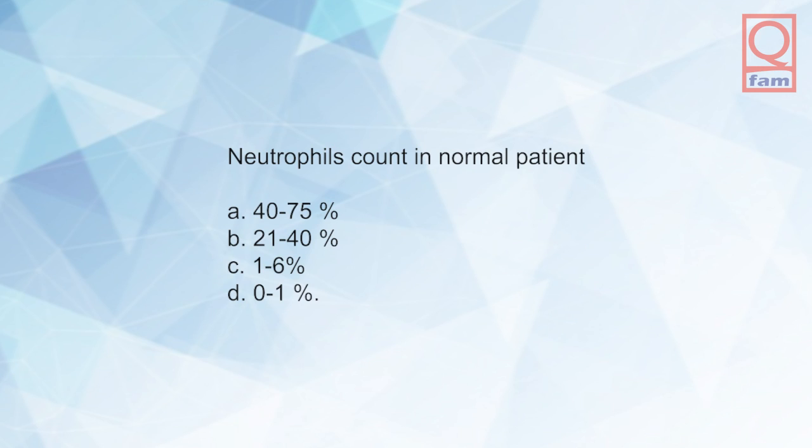Neutrophil count in a normal patient? A. 40-75%. B. 21-40%. C. 1-6%. D. 0-1%. The answer is A. 40-75%.